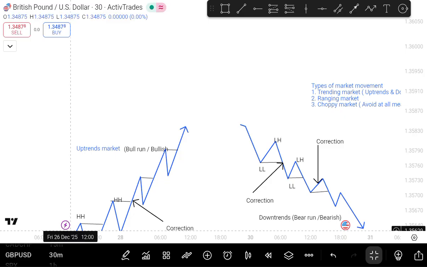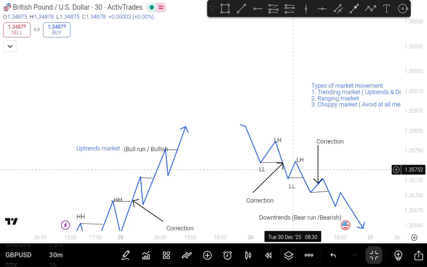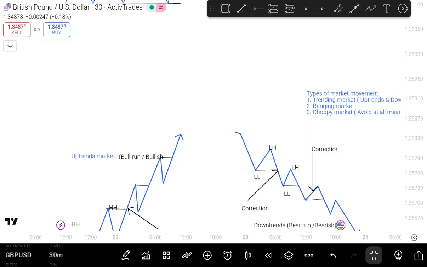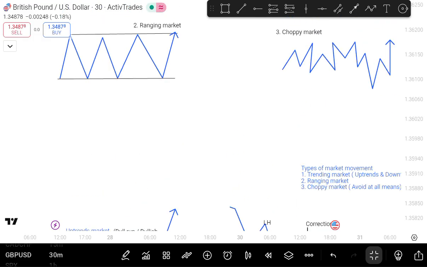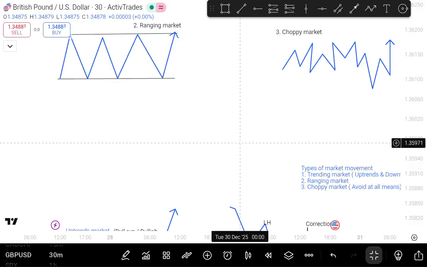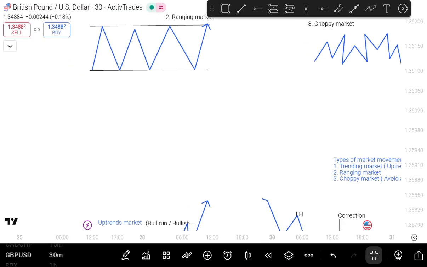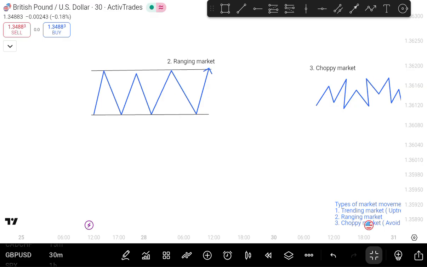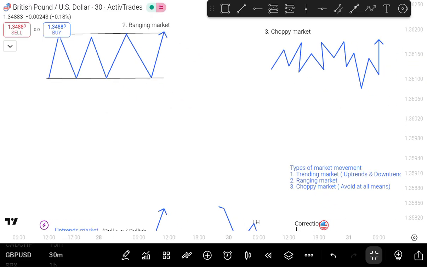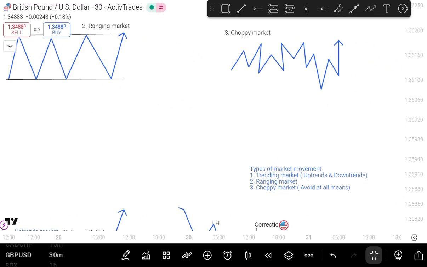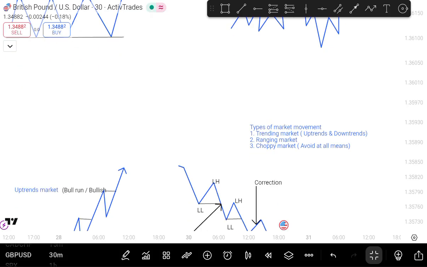Now let's look at the ranging market. The ranging market is not retracing; it is moving up and moving down on a band. Do you understand? It is moving up and moving down on a band, while the choppy market should be avoided at all costs.